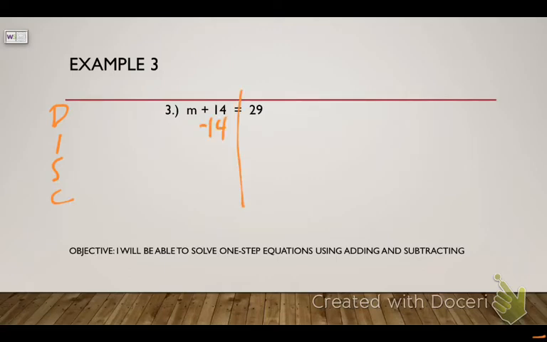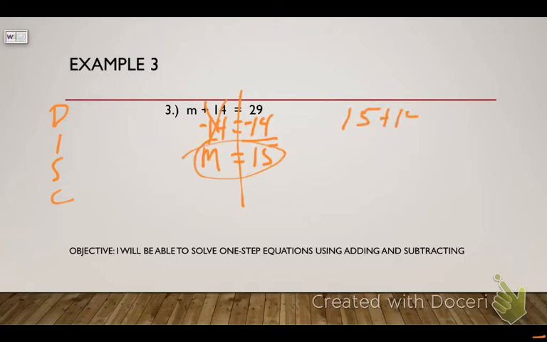Inverse of adding is subtracting, so we're going to subtract 14 from both sides. You got to do it to both sides. Whatever you do to one, you do to the other. Just like you're trying to balance it, okay? All right, and this creates a zero pair. We got m by itself. 29 minus 14 is 15. That's my answer. Let's see if it works.